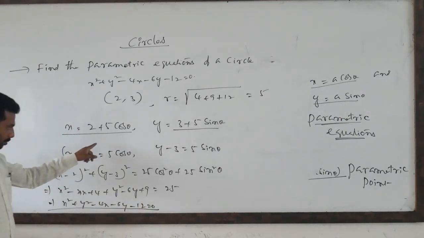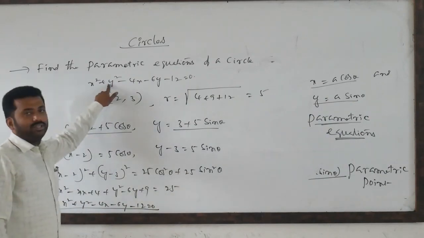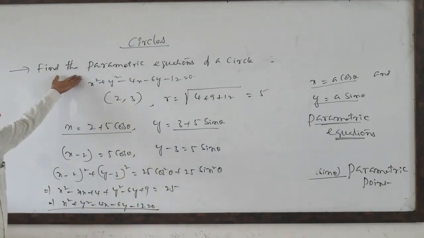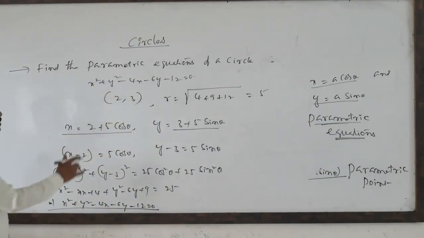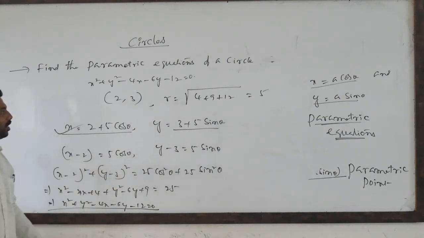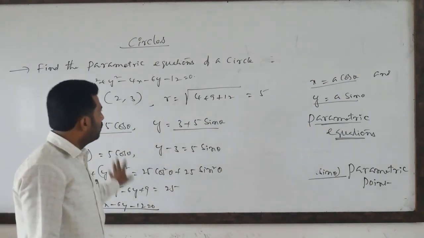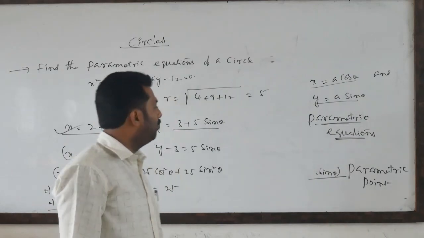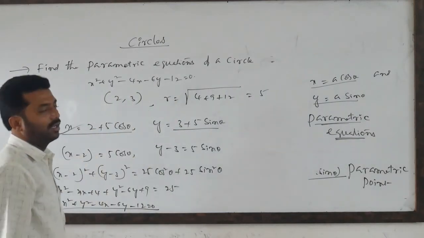See, if you simplify the parametric equations, you get the given circle again. Whenever a circle is given, this is how to write the parametric equations. So this is the concept and the problems based on parametric equations and parametric point to the circle. Okay.